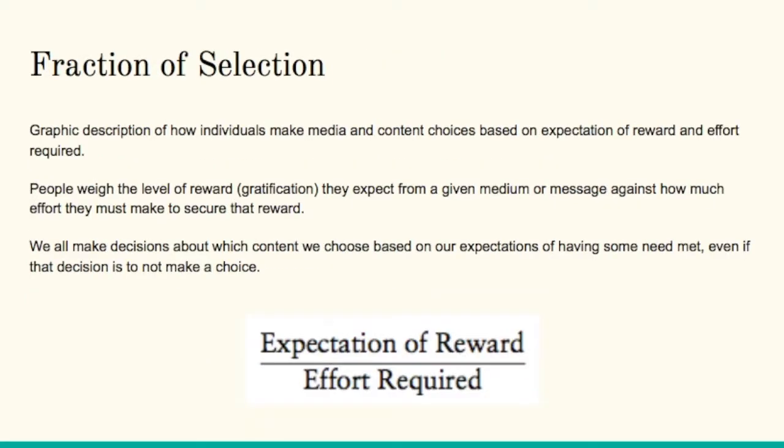The main place to focus on is the expectation of reward over the effort required. People tend to weigh the level of gratification they expect from a given medium or message against how much effort it takes to secure that reward. We all make decisions about which content we choose based on our expectations of having some need met, even if that decision is not to make a choice.